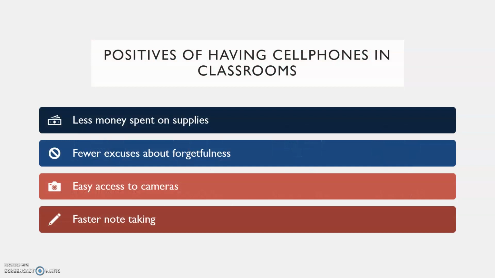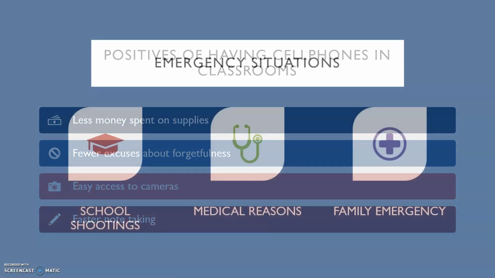There are positives to having cell phones in classrooms. Less money spent on supplies like calculators. There are fewer excuses about forgetfulness because of the calendar and being able to put reminders in your phone. There's easier access to cameras so that you aren't forgetting those assignments that you've already turned in. And faster note-taking, so there will be less time spent on the same exact subject over and over again.